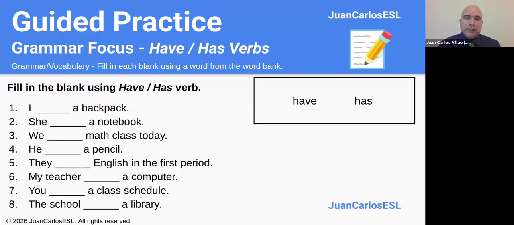We want to develop the English language. That is why we need to put our students in a teaching position. Always look for ways and methods to put our students in a teaching position so they can develop the English language. The more they share, the more they teach, the more they will develop.